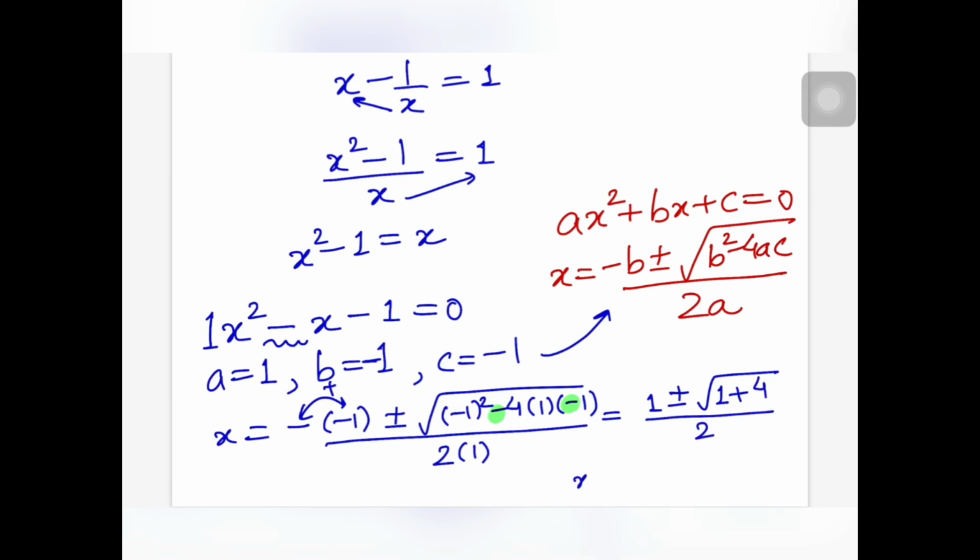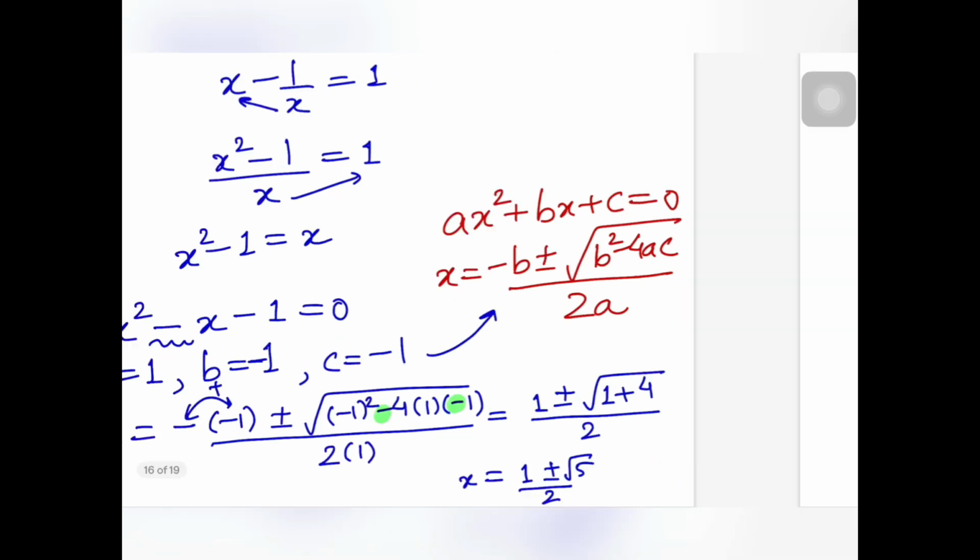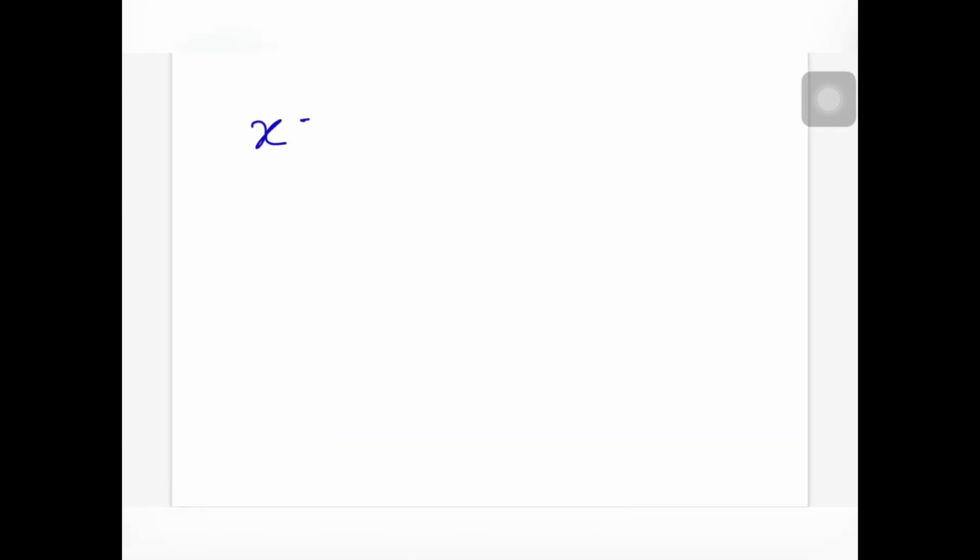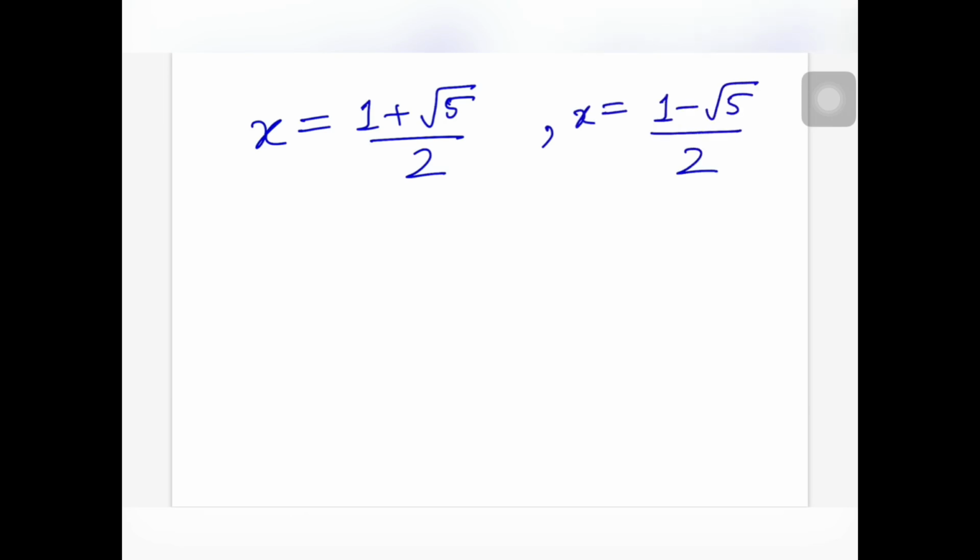So alright, I got the value of x as 1 plus minus under root 5 over 2, and they are plus minus, means actually we have obtained two values, right? X is equals to 1 plus root 5 by 2, and x is equals to 1 minus root 5 by 2.